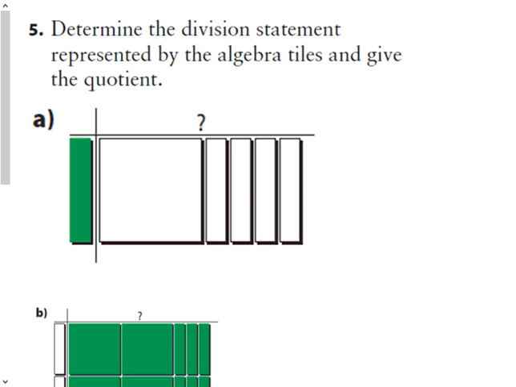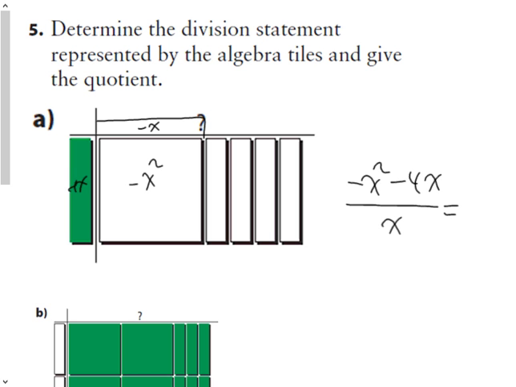In the fifth question, determine this division statement. So again, we have the exact same thing. We have a negative x squared minus 4x divided by the side I know, which is x. And when I fill in what I don't know, this is going to be a negative x because a negative times a positive. This is a negative x times a positive x gave me this negative x squared because a negative times a positive is a negative.